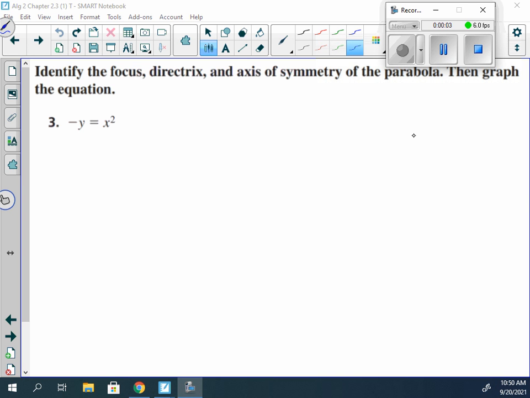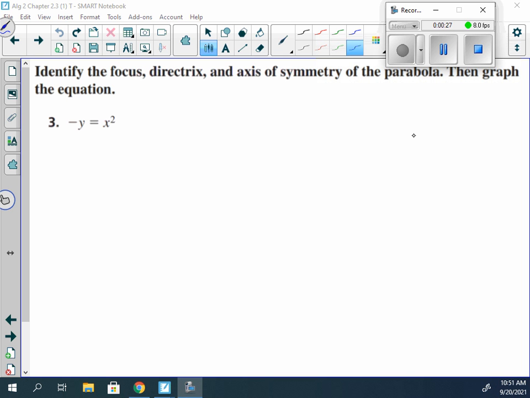All right, guys, so if we look at this here, negative y equals x squared. And we want to identify the focus, directrix, and axis of symmetry of the parabola, and we're not going to graph. We're going to identify these three parts. Now, when we look at the equation, we have negative y equals x squared.